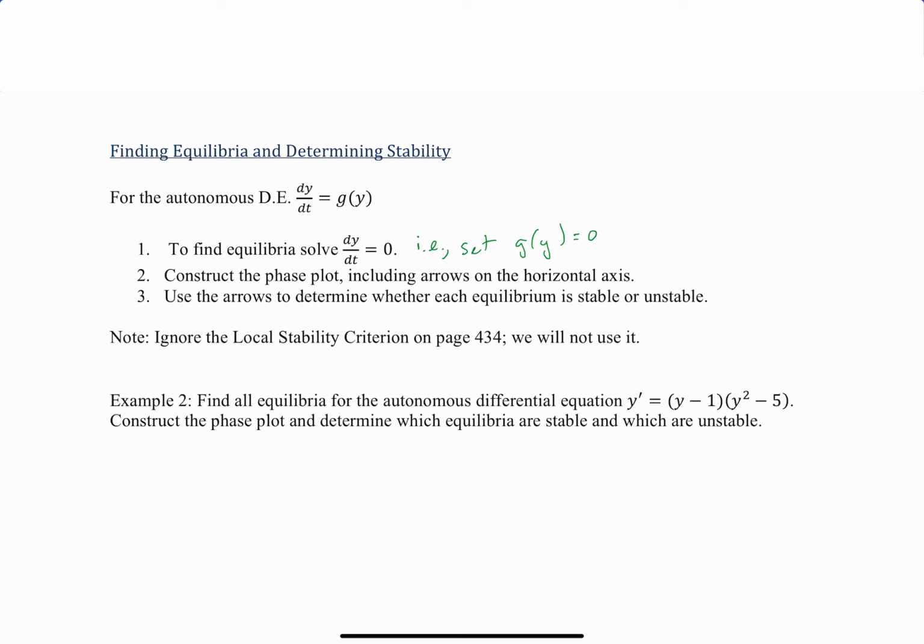Now, to determine stability, we're going to construct the phase plot, put the arrows in on the horizontal axis, and then we'll use the arrows to determine whether each equilibrium is stable or unstable. By the way, you can ignore the local stability criterion on page 434 of the textbook. We're not going to use it.